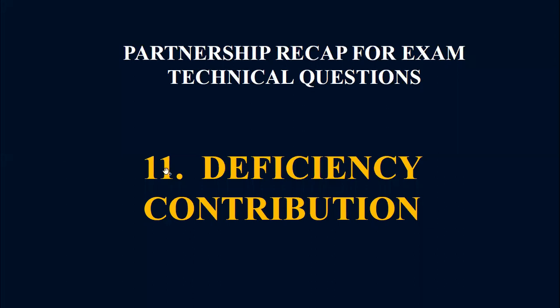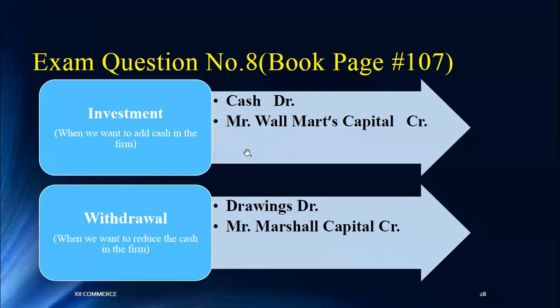Number 11 is deficiency contribution. Deficiency contribution is when the partner has some lacuna or does not have the equal capital. So how can they meet the deficiency? We have done one question, exam question number 8 on book page number 107. In this question, we have an investment journal entry and a withdrawal journal entry. In the investment, we add the values because we have to add more cash to the partner's capital.